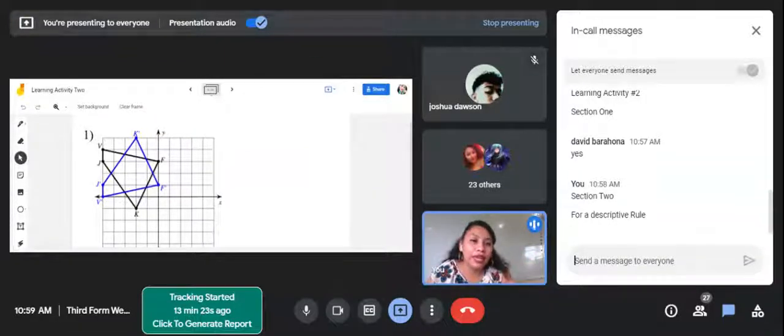So if we take a look at F and F1, the reflection line has to be exactly in the middle of these two. K and K1, the reflection line has to be exactly in the middle of these two points. So what line is exactly in between those points, where you can see that the reflection is happening? Anybody?